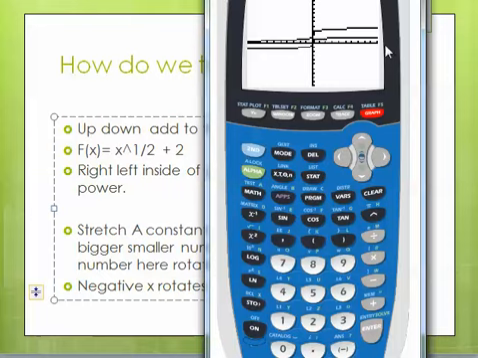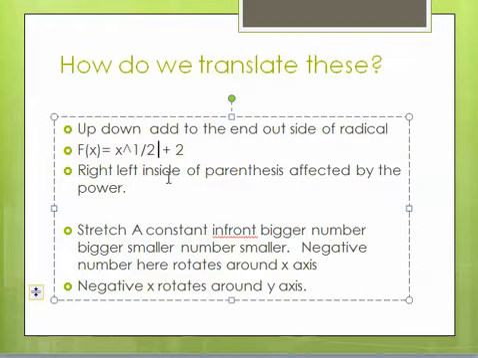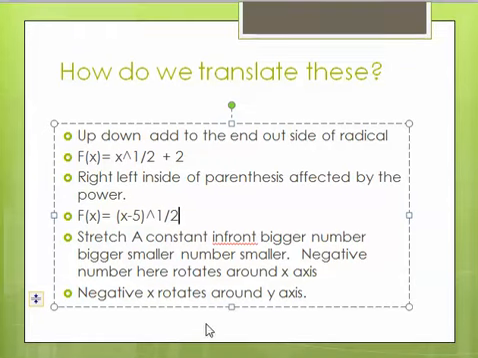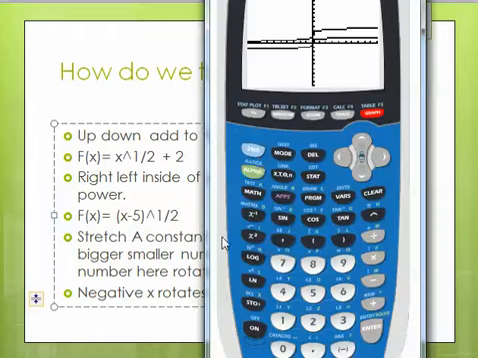That's what that's doing. If I want to move it right and left, I have to affect the x. That would be inside of the parentheses and needing to be affected by the power. What am I saying there? That means f of x would equal, and I put a parenthesis, x minus 5 raised to the 1/2 power. Okay? Well, let's look at what that would do on a calculator, just to show you what it would do.